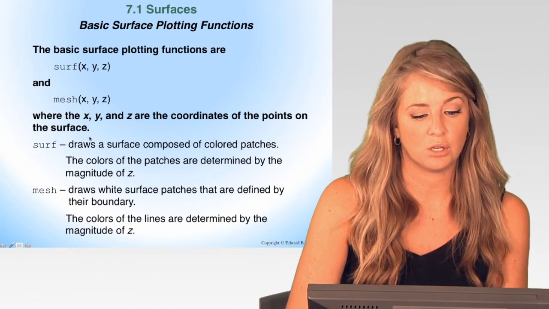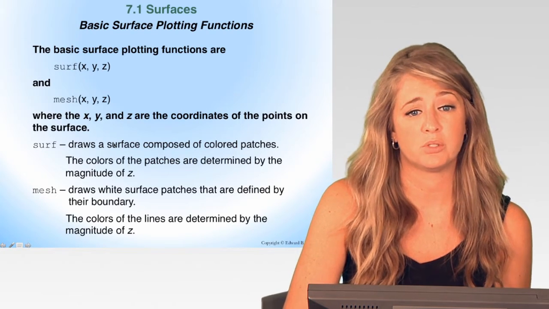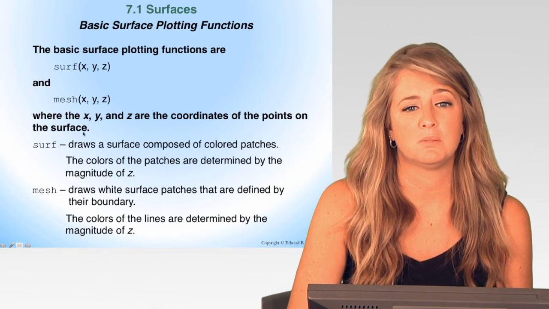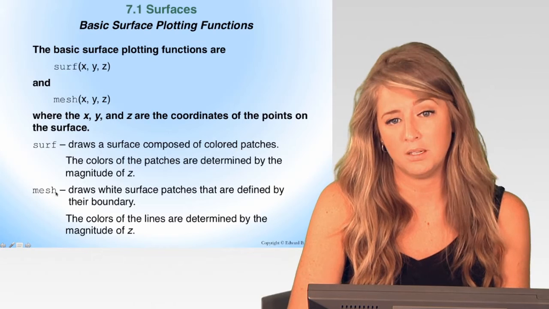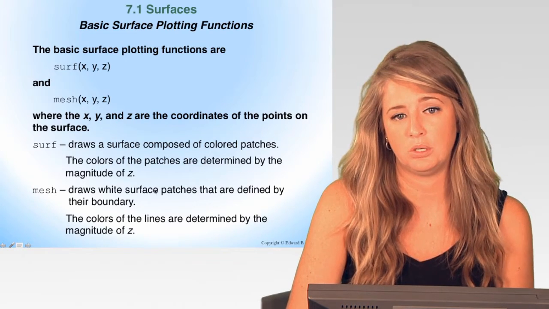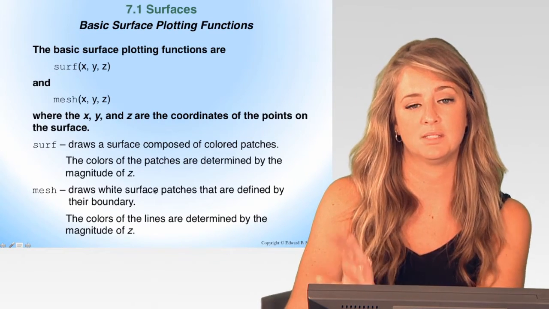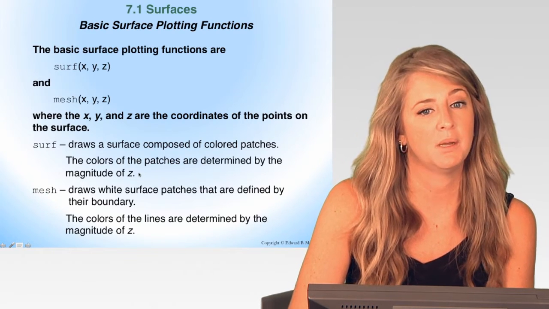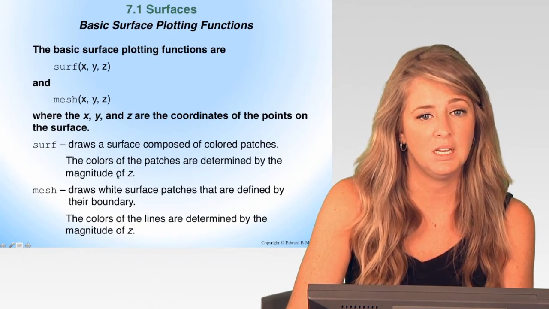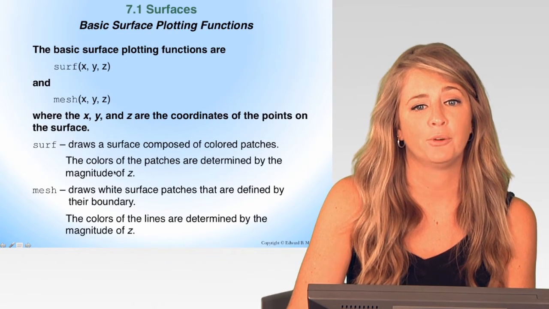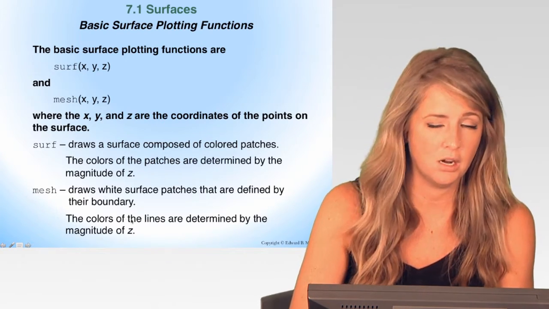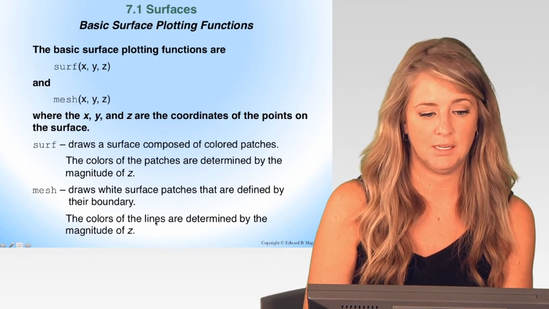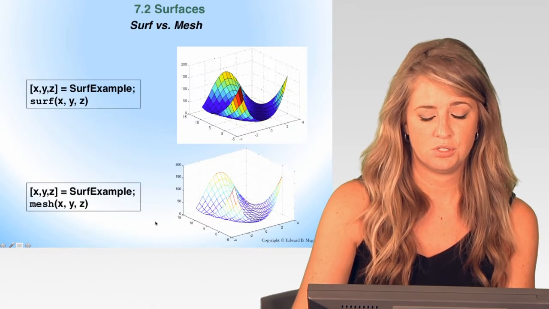So when we use surf, it's going to draw a surface composed of color patches. When we use mesh, it's going to draw white surface patches, which I'll show you an example of the difference between the two here in a second. The colors of the patches are determined by the magnitude of z when you're using surf. And for mesh, the color of the lines are determined by the magnitude of z. So here shows you your examples.